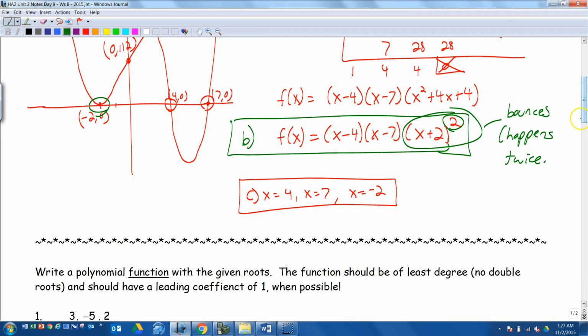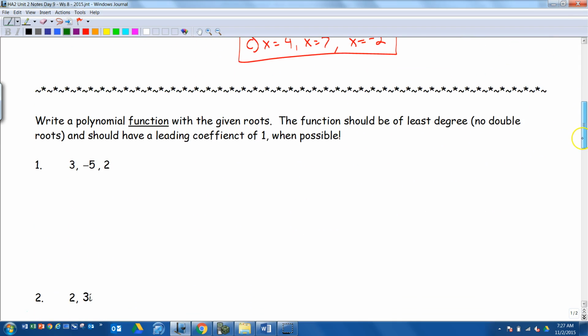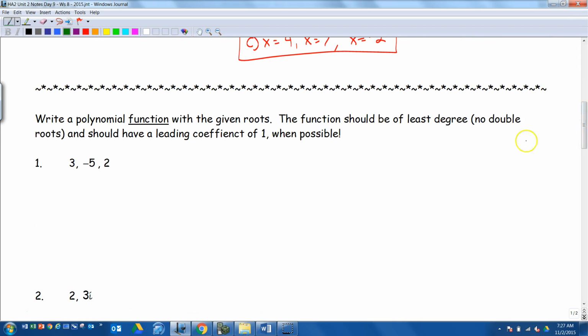Now we're going to do, going backwards, we're going to come up with the actual equation. If I tell you, there will be no double roots here. And we're going to come up with a function. And again, a function means I want it as y equals or f of x equals. Okay, or f of x.